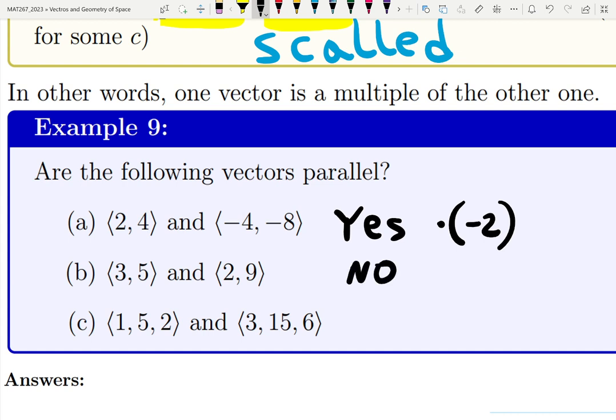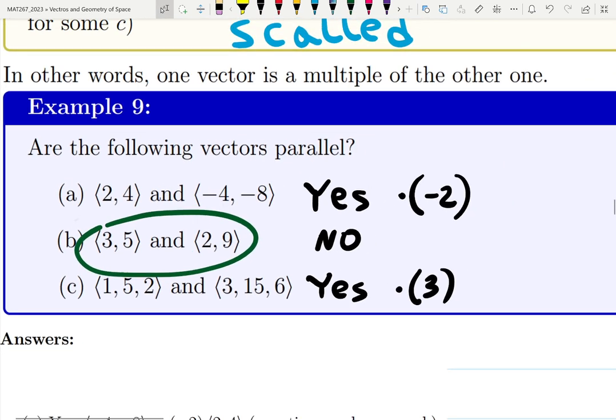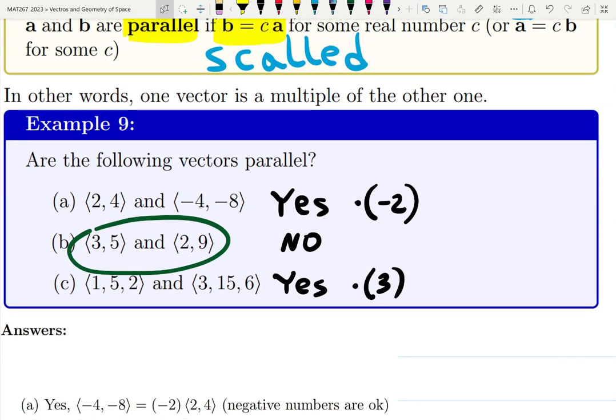3, 5, 2, 9. No scaling here. They're just completely different. 1, 5, 2, 3, 15, 6. Yes. What is the scalar? 3. And you can check all of them by drawing quickly. For example, the second one, if you want to check visually, you can. You can just draw 3 and 5. 3 units to the right, 5 up. It will look something like this. But now 2 units to the right and 9 up. It looks something like this. Yeah, for B, they're not parallel.